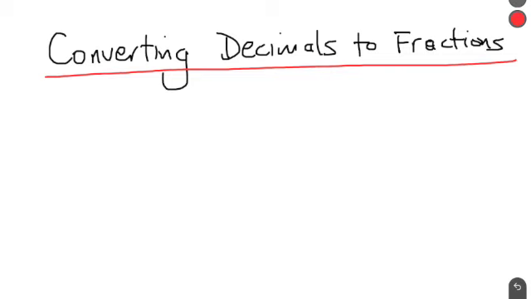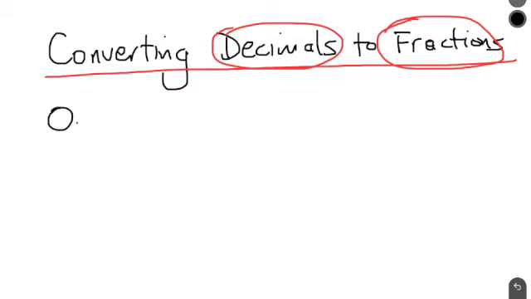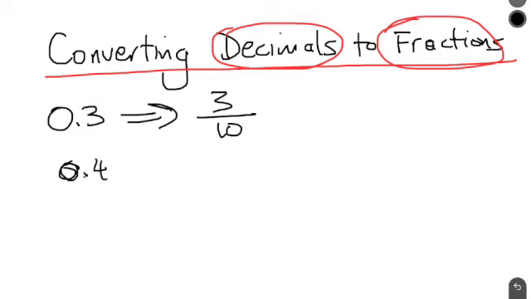In this video, we shall be taking a look at how to convert decimal numbers into fractions. So we'll be identifying how to convert a number like, for example, 0.3 into 3/10, or possibly 0.4 into 4/10, or 2/5. Okay, so let's take a look.